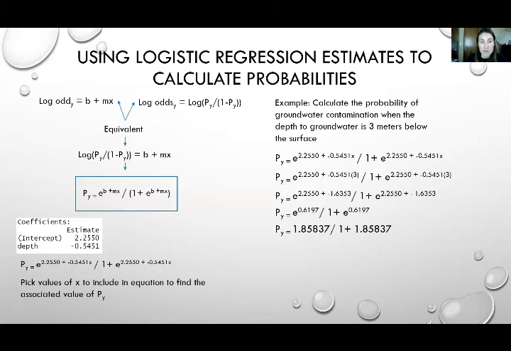Simplify further. And what you can see now is you have the probability of an event happening: 1.85837 divided by 1 plus 1.85837. Simplify, simplify, and finally we get our resulting probability. And it is 0.65, or a 65% chance of having groundwater contamination at a produced water spill site when your depth to groundwater is 3 meters below the surface.